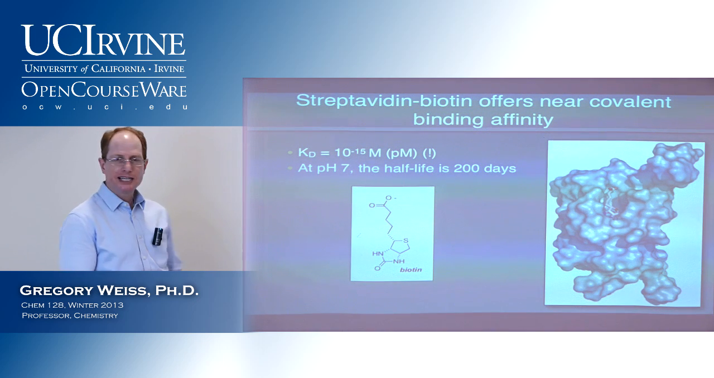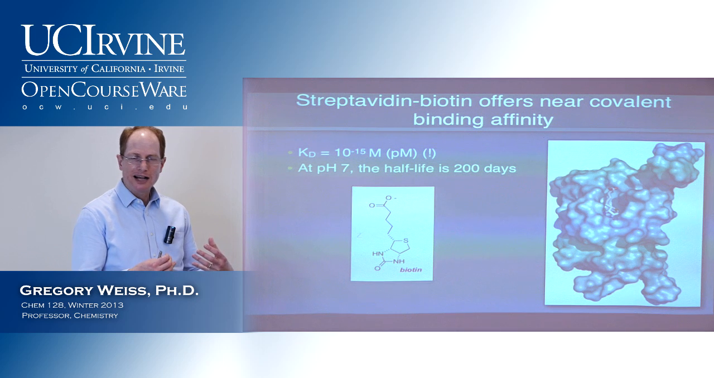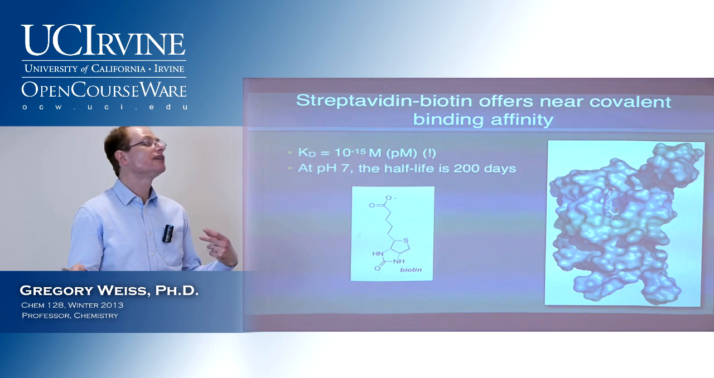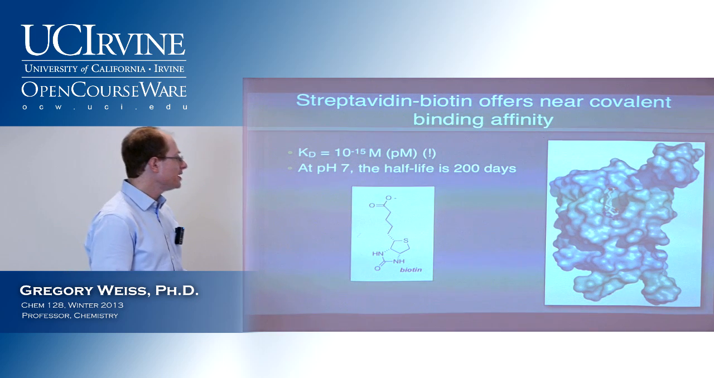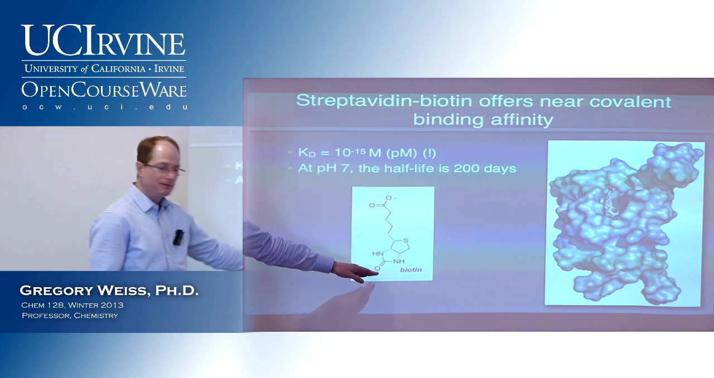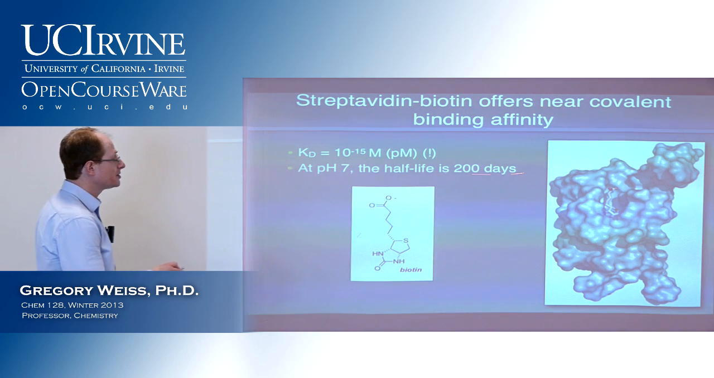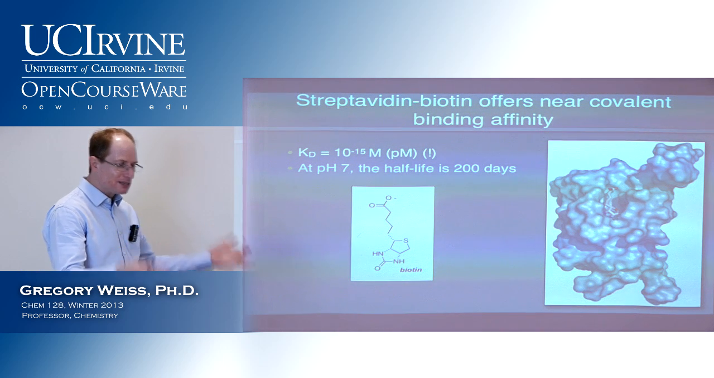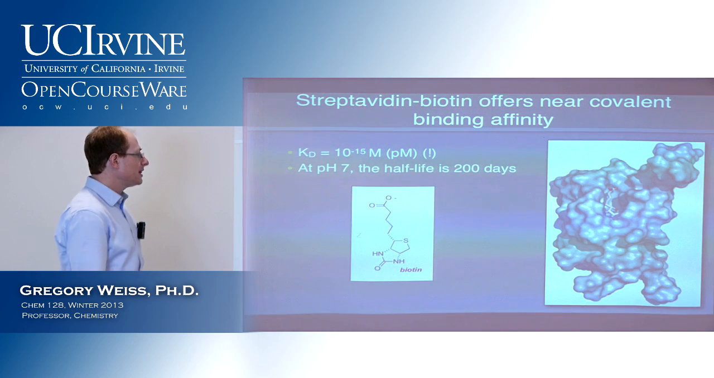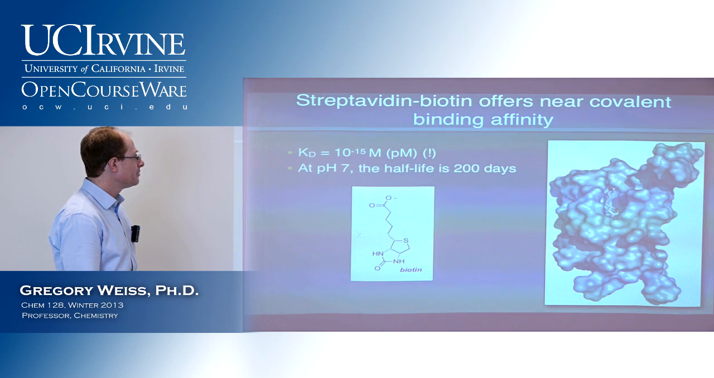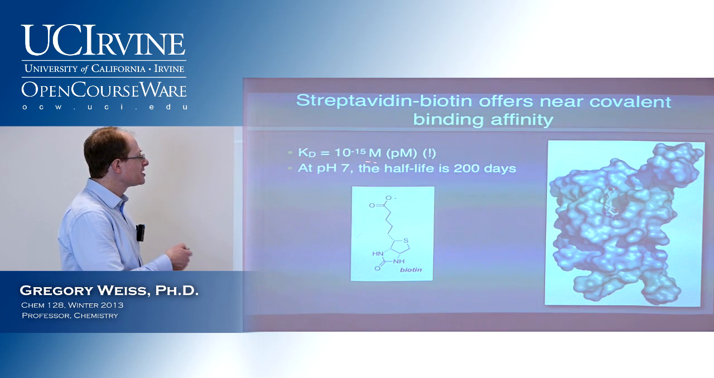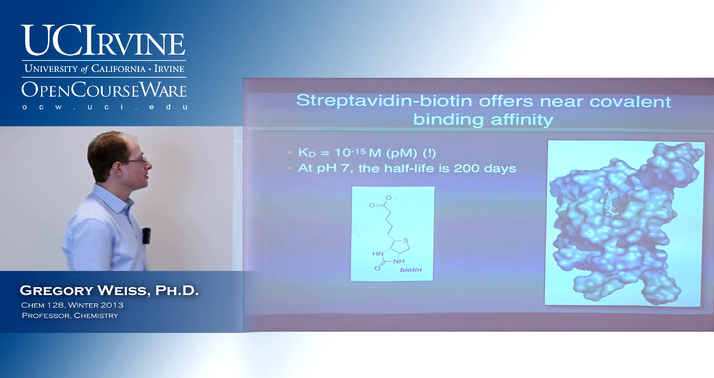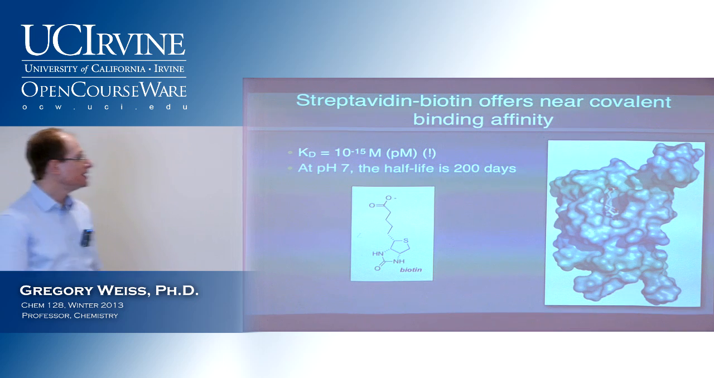Recall that this is the protein that is found, an analog is found in egg whites, and if you live on a diet of egg whites, eventually you're leaching all of the biotin out of your body. This half-life of 200 days starts to make sense, starts to explain why you can actually leach all of the biotin out of your body. Its KD happens to be an astonishing 10 to the minus 15th molar, or picomolar. Subpicomolar, really. Femtomolar would be 10 to the minus 15th.